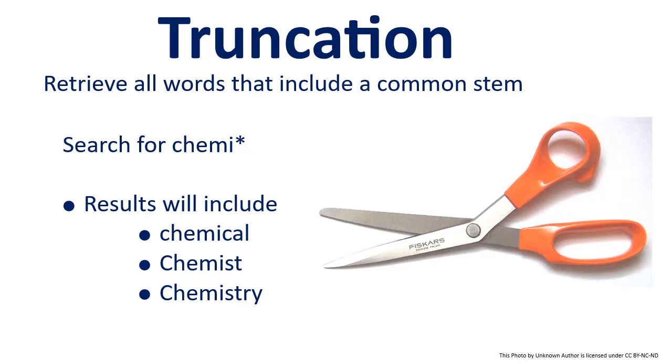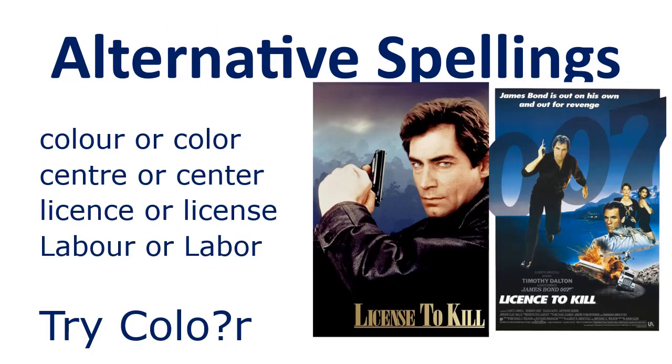I also mentioned this one earlier on, and this is alternative spelling. The same word can be spelled slightly differently depending where you are in the world or what profession you're in. So words like colour or labour or centre. So what you can do is take out the letter that differs and put a symbol in its place. Here we've gone for a question mark in place of the U. So colour with a question mark where the U is will find your colour with a U and colour without a U.